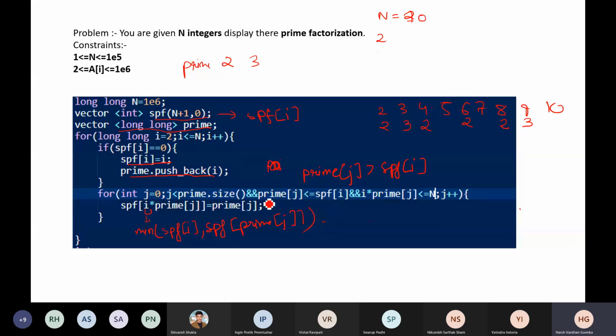The reason we are checking this condition is that if we do not check it, it will now visit 12 and it would have visited it again.